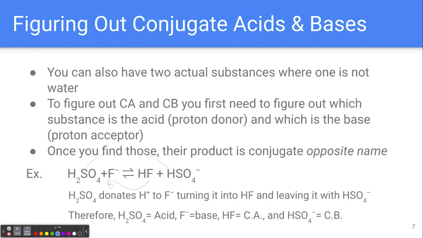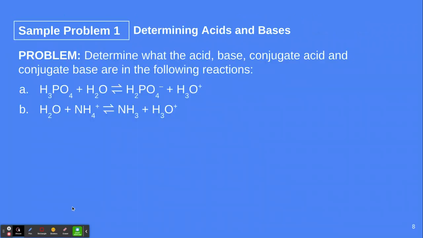Whichever one lost a proton, that would be our acid, and then you can figure out the opposites. So the base turned into a conjugate acid, and the acid turned into a conjugate base. So I want you to take a look and practice on this next example. So we've got two here.